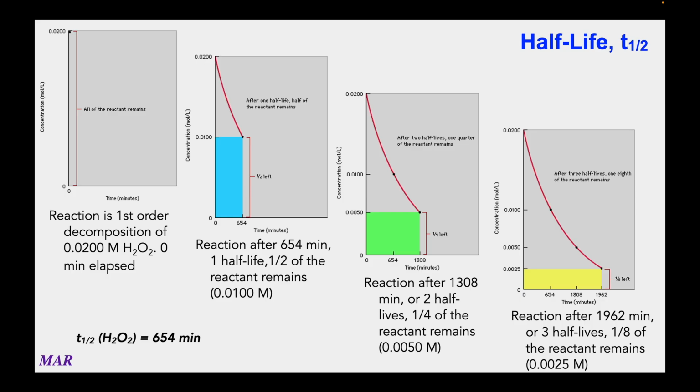So we would say the half-life for hydrogen peroxide is 654 minutes. And you could convert this to seconds if you want. You could multiply by 60 seconds per minute to get the half-life in seconds. You could also convert it to hours. You could divide 654 minutes by 60 minutes per hour to get hours. Any kind of units are fine, and you can adjust them as you need them. Half-life gets that symbol T1/2, so if you see that, that's what it's referring to.